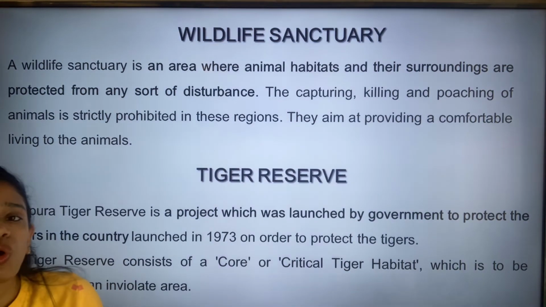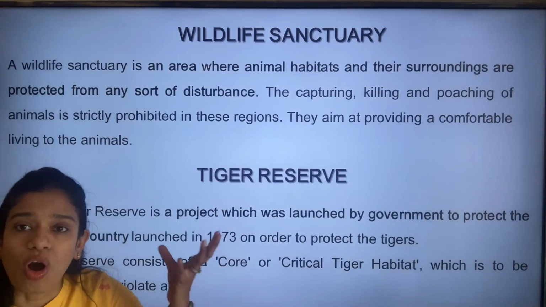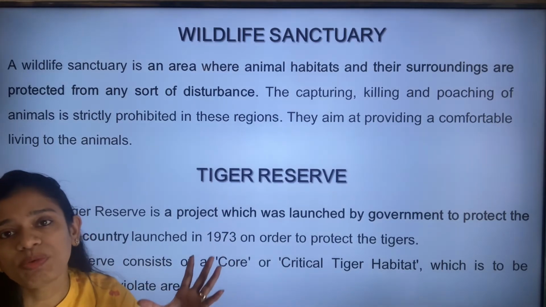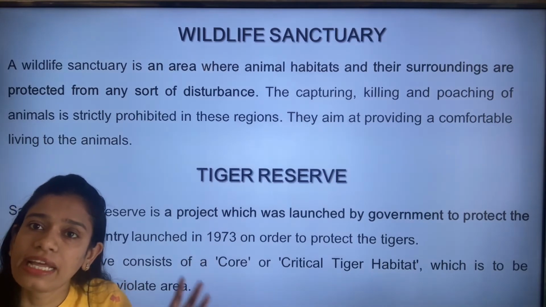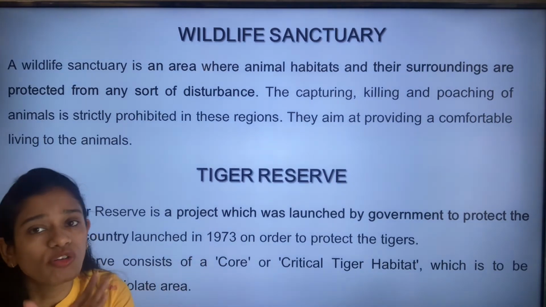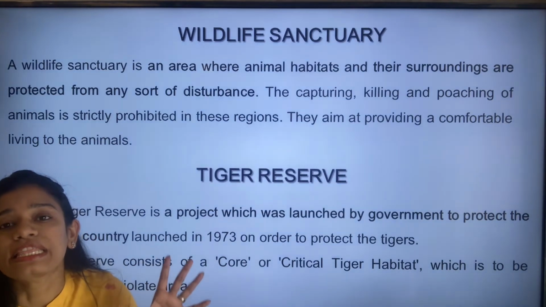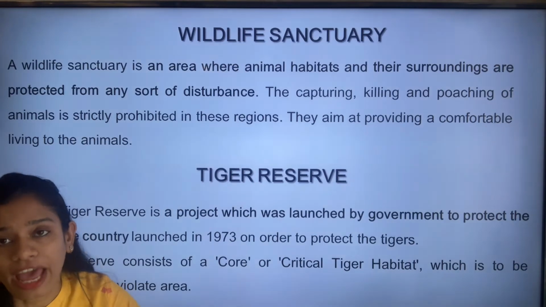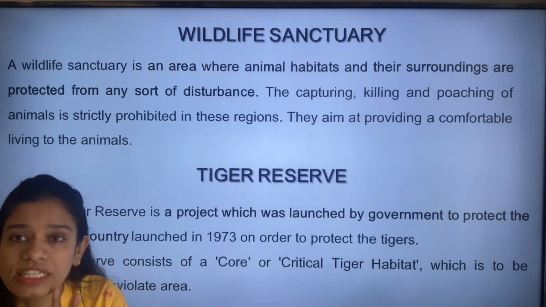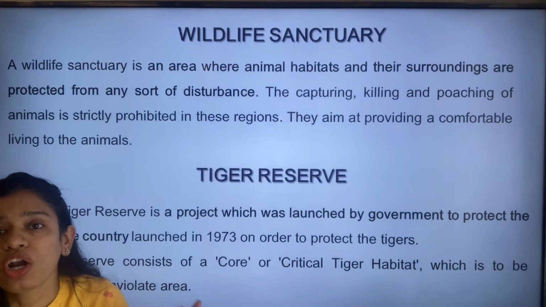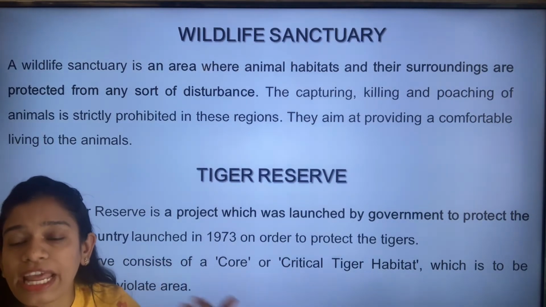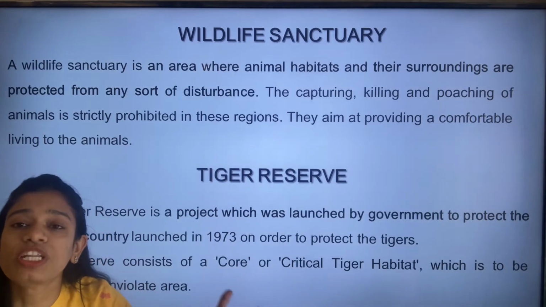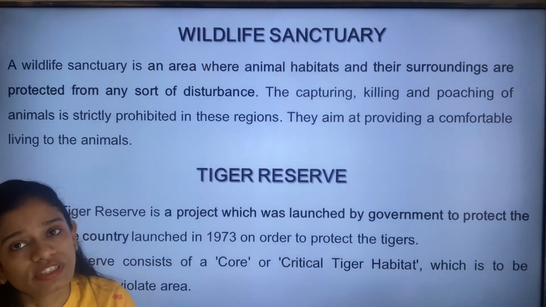Inviolate area. So what I told you, a tiger reserve obviously has to have a core area where the tigers need to be preserved in their habitat, and that area is not allowed for anyone, because there the tigers are maintained and allowed to live and grow. So no one can violate or step into that area, because it is done specially for the maintenance of the tigers.